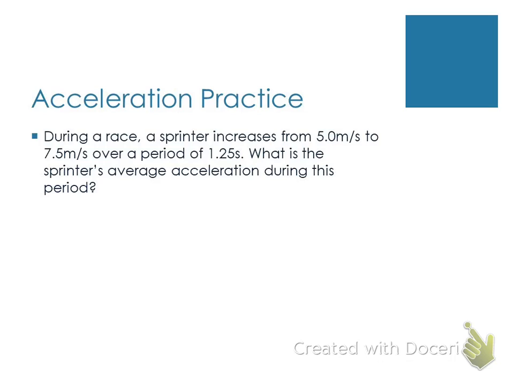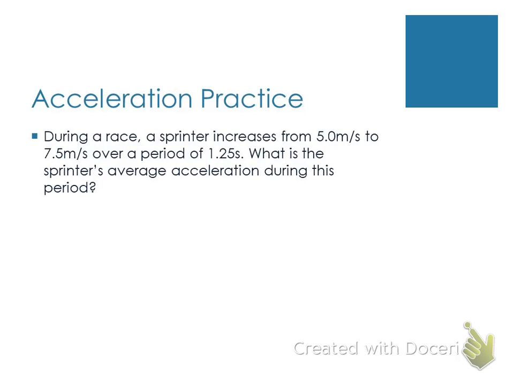During a race, a sprinter increases from 5 meters per second to 7.5 meters per second over 1.25 seconds. What's the average acceleration? When we start looking at these problems, we will get 4, 5, 6, 7 variables as we move through. So we need to be organized with our problem, which means I like to make a list of my variables over here on this side of my page.